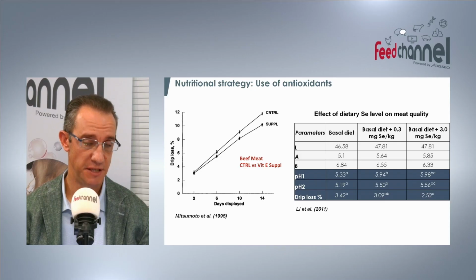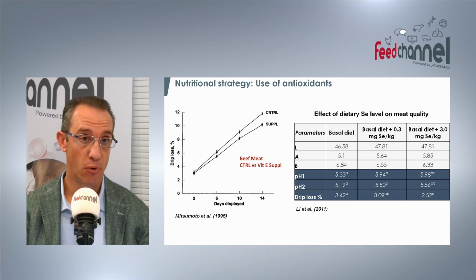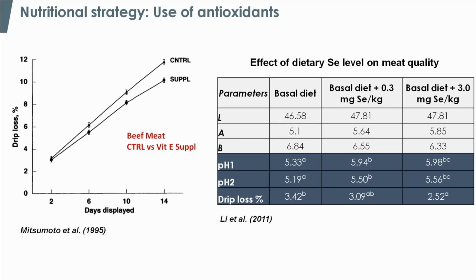Yeah, because you talk about membrane integrity, so I think it's a big issue. Yes, because especially PSE meat condition is associated with pre-slaughter stress. So it is important to increase the tolerance of the bird to pre-slaughter stress and especially to heat stress. So dietary use of antioxidants, especially vitamin E and selenium, has been demonstrated to be able to increase the tolerance of birds, especially to heat stress, so to prevent or to mitigate the occurrence of PSE meat.